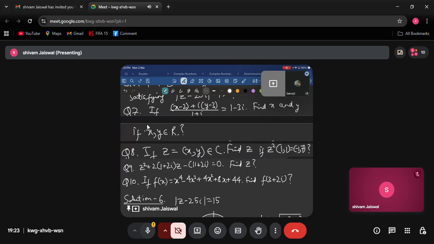So what is the condition given in it? Z square into (1, 1), that is, the complex number 1 plus iota. Okay.